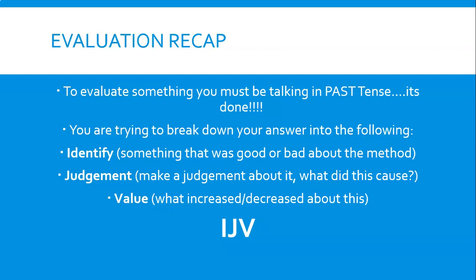IJV: Identify, Judgment and Value. Your identify section should be something that was good or bad about the method that actually happened. The judgment should be to make a judgment about it. What did this cause? And the value should be what increased or decreased about this. What increase, decrease or even maintenance did this cause for you? So remember, evaluation is IJV.